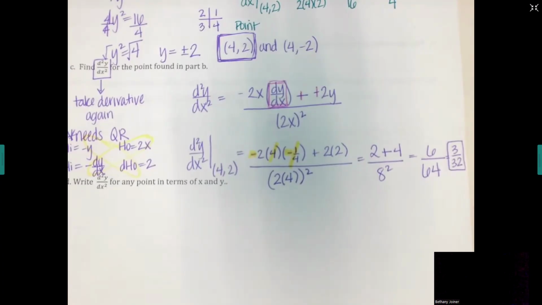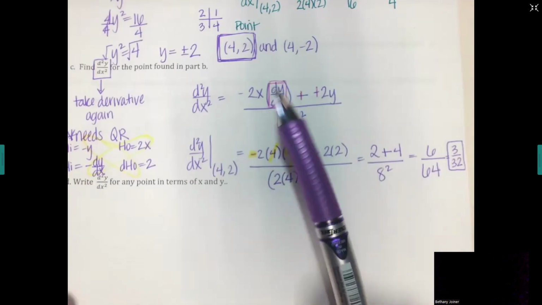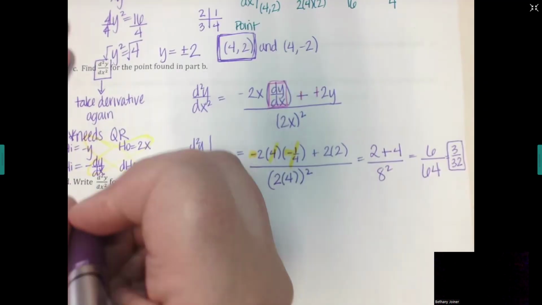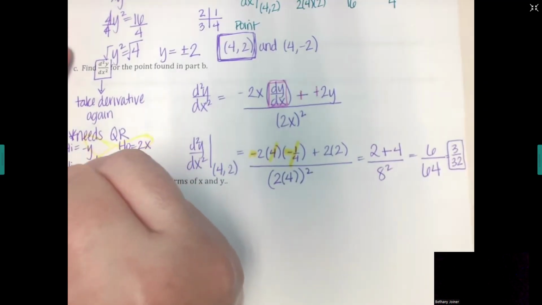All right, now, if your test asks you to plug in a point, you already know how to do it. We just did it. But if it asks you to write the second derivative, look at the way part D is phrased. It says, for any point, but in terms of x and y. The only difference is instead of you plugging in numbers to this whole thing, you're going to leave it only x's and y's. So I want you to write d squared y dx squared.